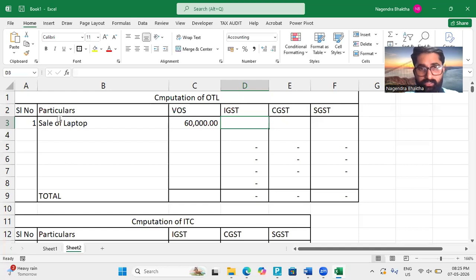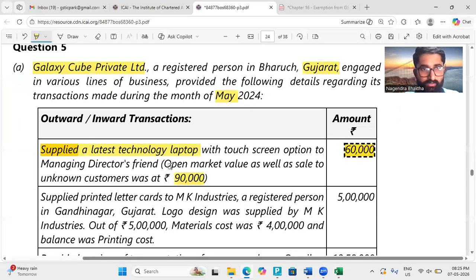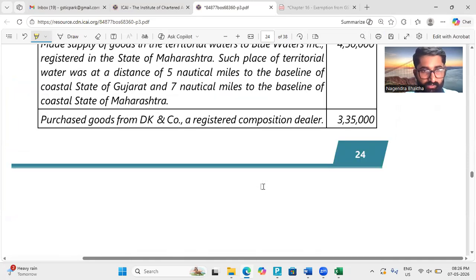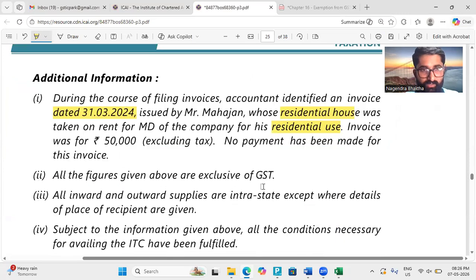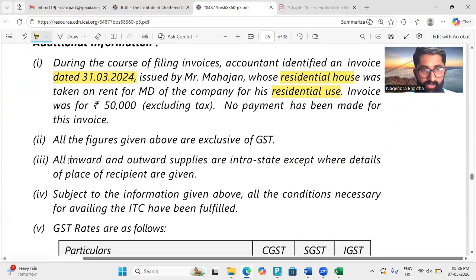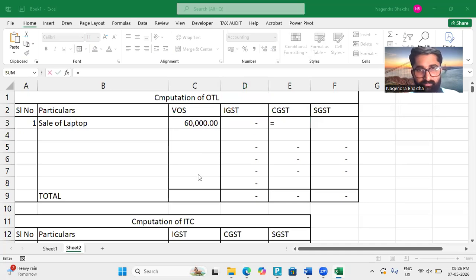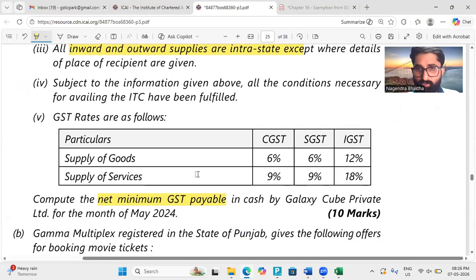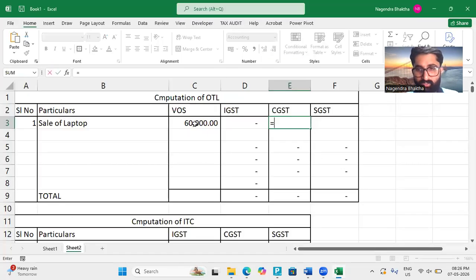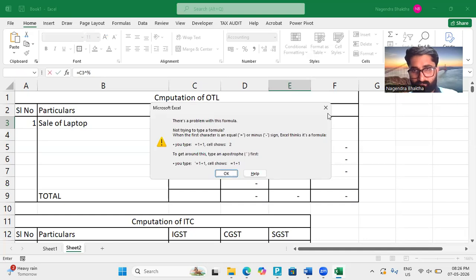And here, CGST, SGST or IGST? In the additional information we have discussed, all inward and outward supplies are intra, except where details are provided. So here I believe that it is intra. And what is the rate? Laptop is goods, so 6%, 6%, CGST, SGST. So it is equal to this into 6%.